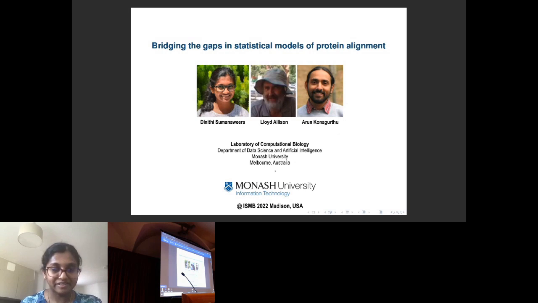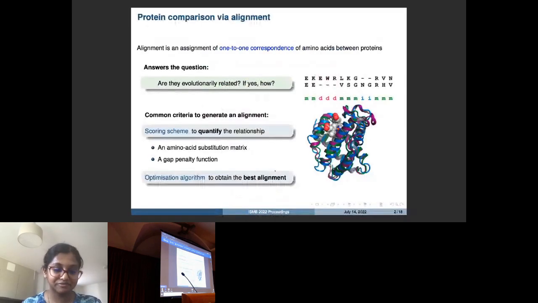So to begin with, I will give you the motivation behind this work. As we all know, when we are comparing proteins, we usually do it via a computational technique called alignment. In alignment, we are assigning a one-to-one correspondence between amino acids of the protein sequences. And it allows us to answer the question whether two or more proteins are evolutionarily related, and if so, how exactly are they related?